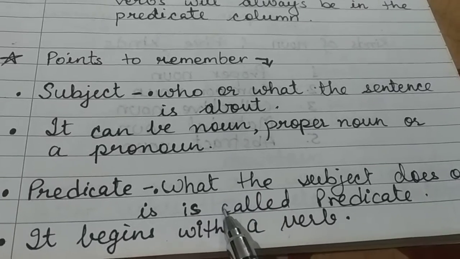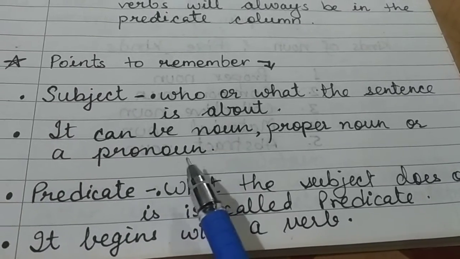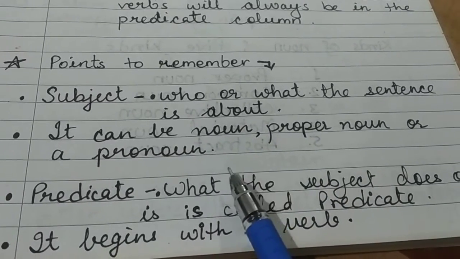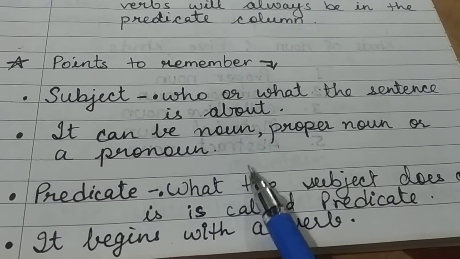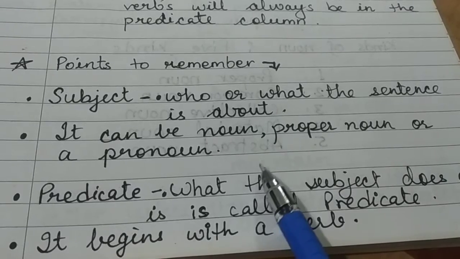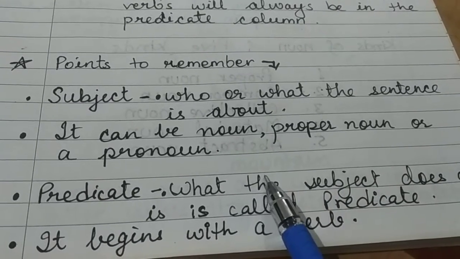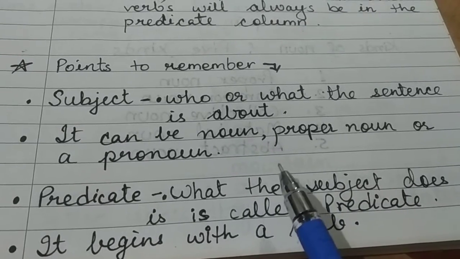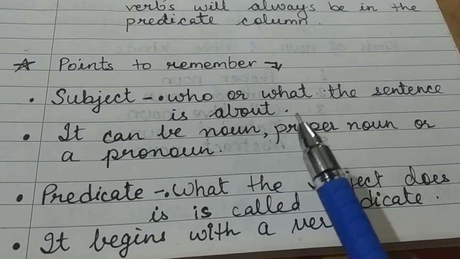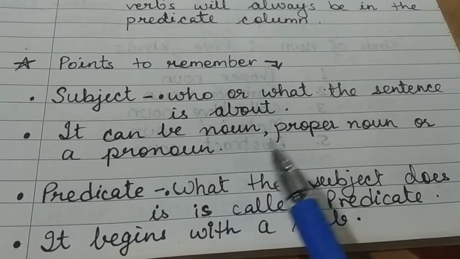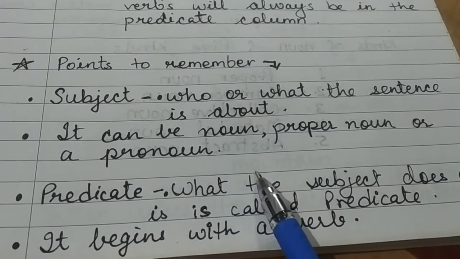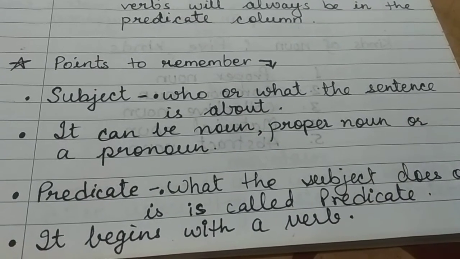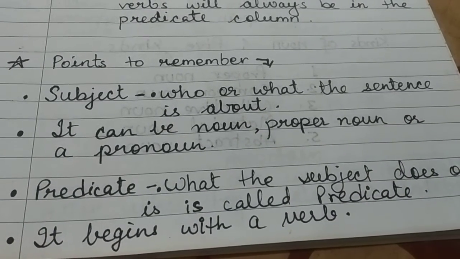Now one very important thing you should remember, that whenever you are finding the predicate part, you will start from the verb. That means find out where the verb is. It can be a main verb also, it can be a helping or auxiliary verb also, right? So the predicate will start from the verb, and from the verb till the end of the sentence will be all your predicate part.